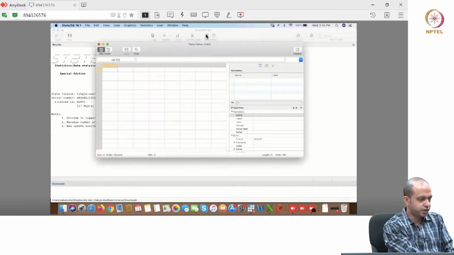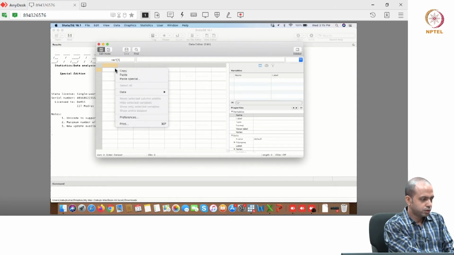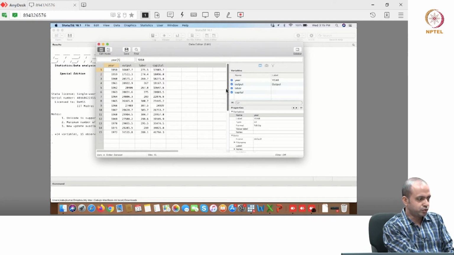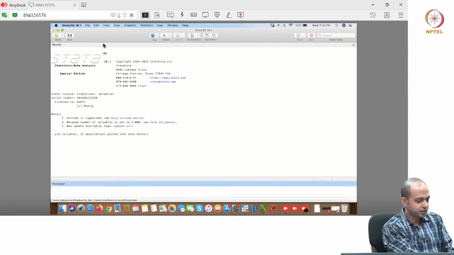I will go to the data editor and paste the data. Once you paste it, Stata will ask whether the first row of your data set should be considered as variable names. You have to select that option. So now the variables are taken and you can work on that.